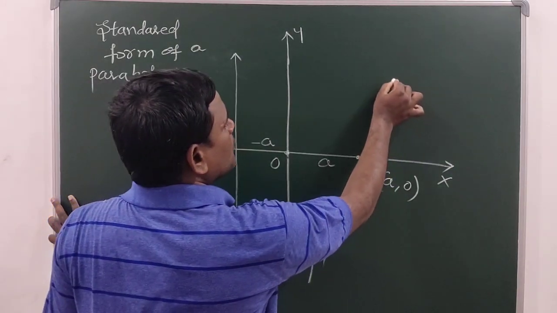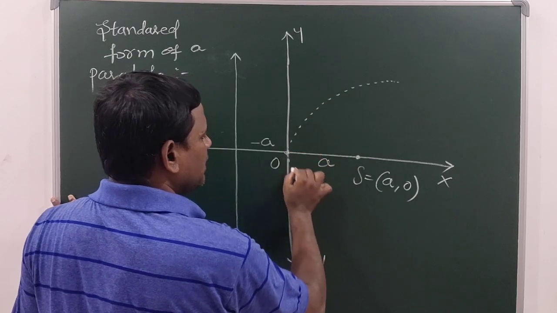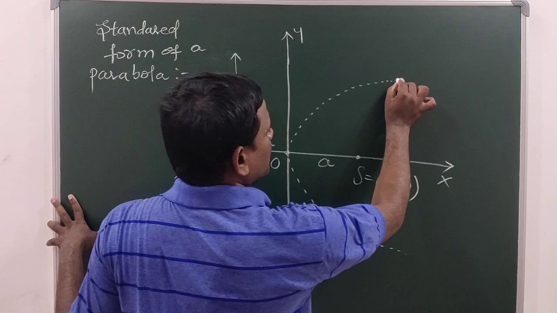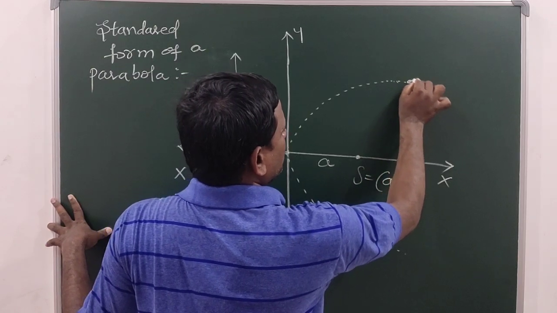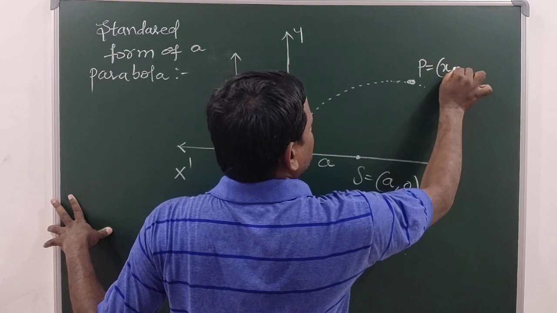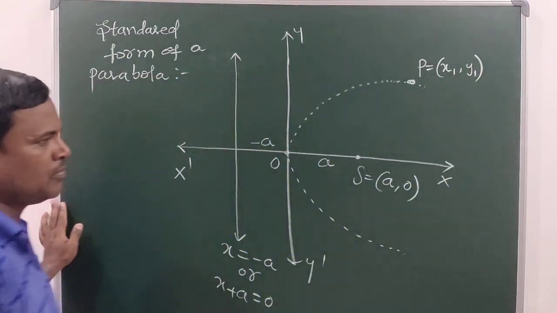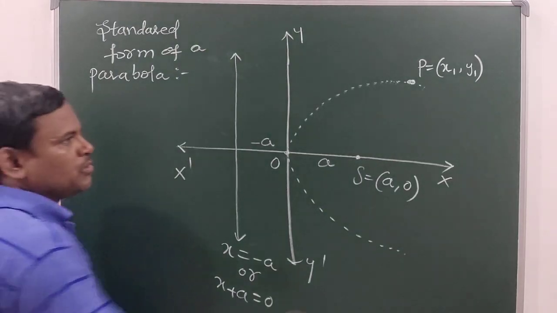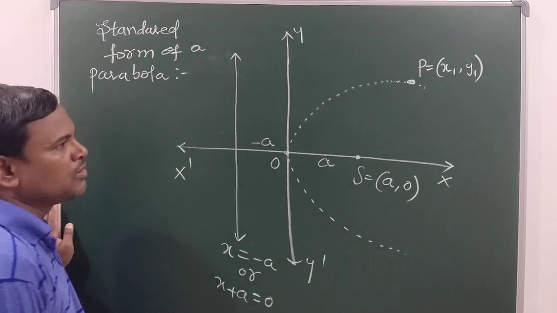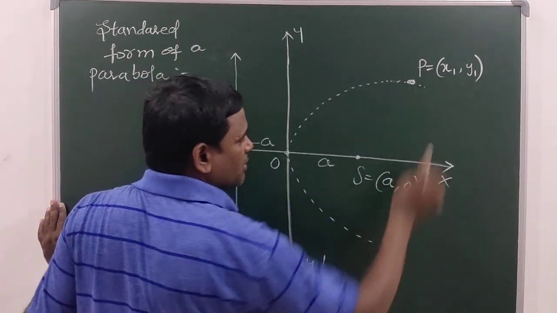Now take the locus point anywhere on this curve. So I am taking that locus point over here, whose coordinates are (x1, y1). So it is a locus point. You can take it anywhere on this curve. Right, now I have taken a point over here, that is (x1, y1).